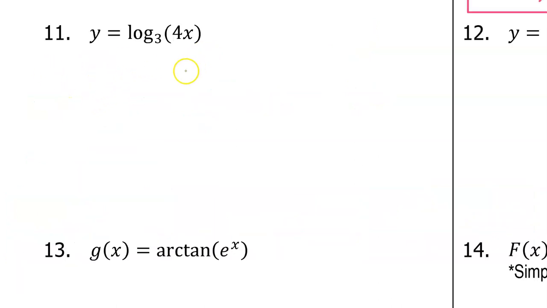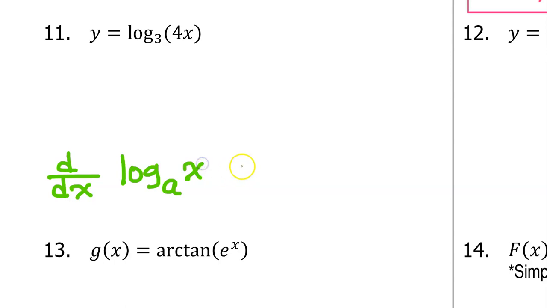Before we do number 11, I need to remind you of the relevant rule that you just need to memorize. The derivative of log base a of x is 1 over x. So far that should remind you of the derivative of natural log being 1 over x. But because this is log base a, we have an extra factor of ln a stuck in the denominator.